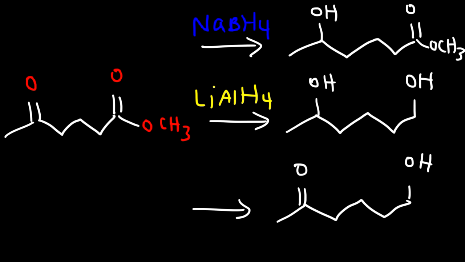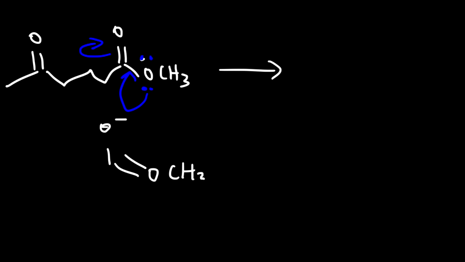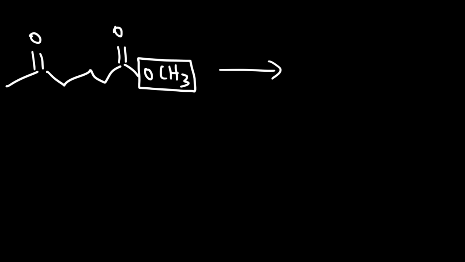Now for the last example, we want to reduce the ester, but not the ketone. And so in this case, we need to use a protecting group. So let's go over this reaction. The ketone is more reactive to nucleophiles than the ester. The ester has an electron donating group, and so the lone pairs on the oxygen can form a resonance structure that makes the carbonyl carbon less electrophilic, as you can see in this form. So it can donate electron density into the carbonyl carbon.